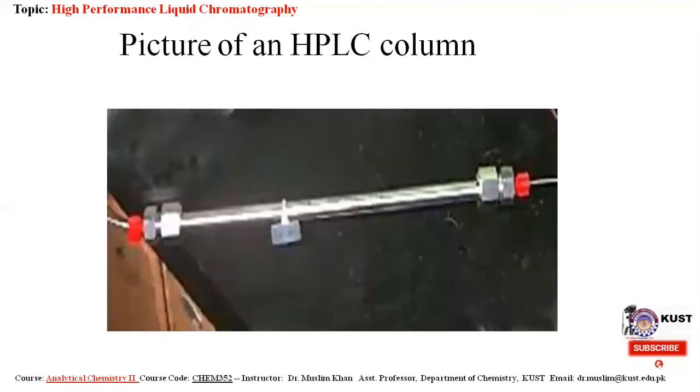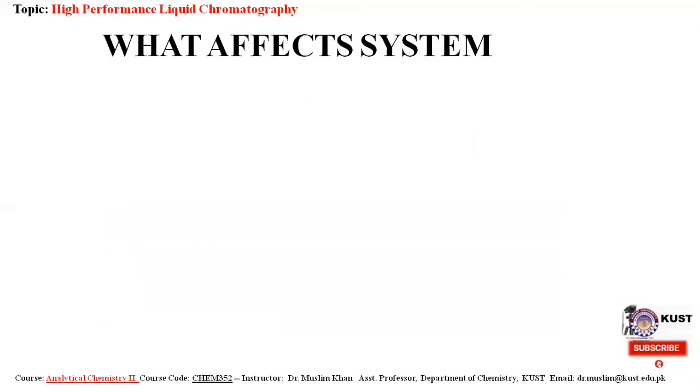This is the picture of an HPLC column, how an HPLC column looks. As I mentioned, this column is made of stainless steel. Inside this stainless steel, usually the column material is packed in a small and very compact size. Usually that is silica. Some polymeric columns are also there. This is a picture of an HPLC column.